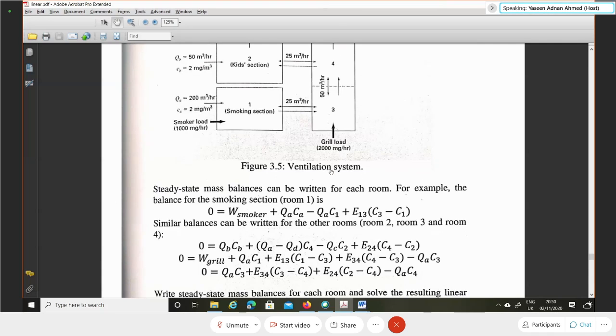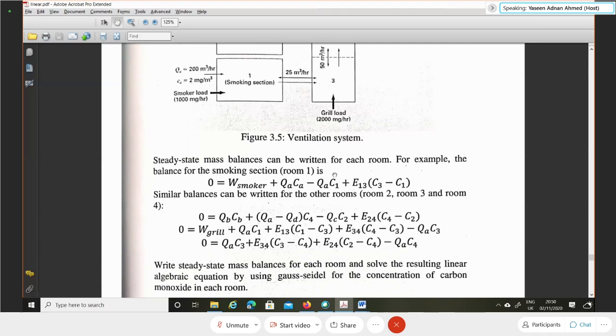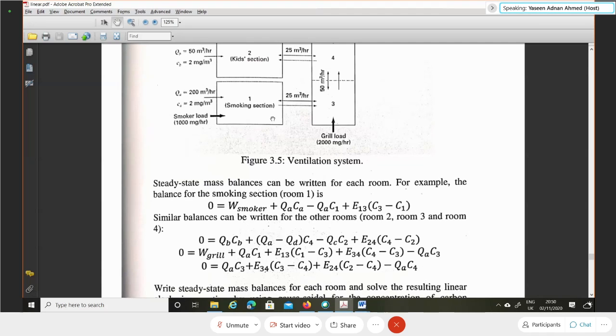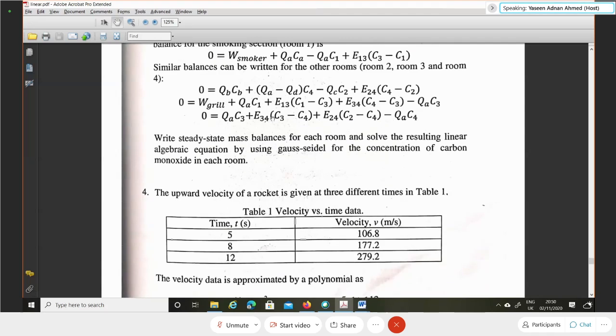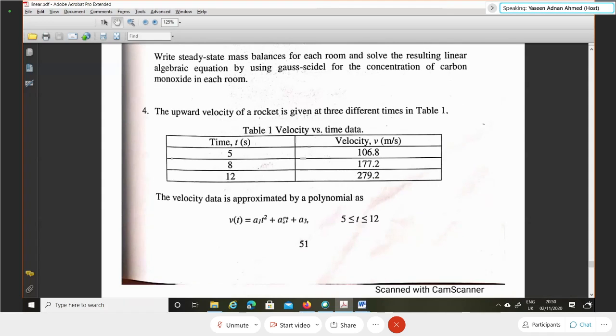Okay. So now if you have all the equations, then you can balance the environment. Okay, similar way. Before going to that, the upward velocity of a rocket is given at 3 different times: T1, T2, T3 and V1, V2, V3 in short. You have this equation, just substitute the values, and you will get 3 equations.